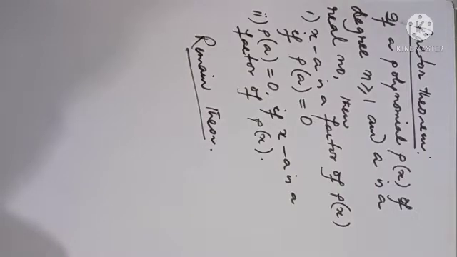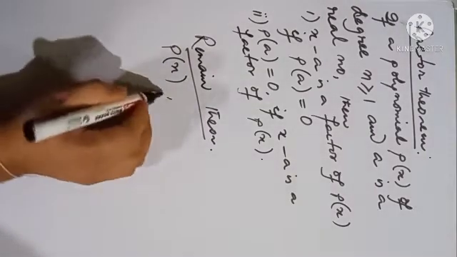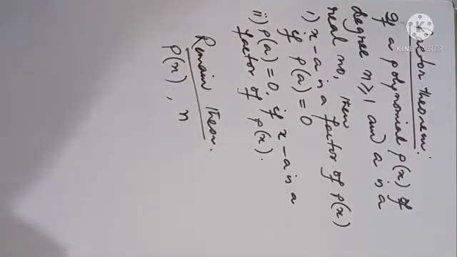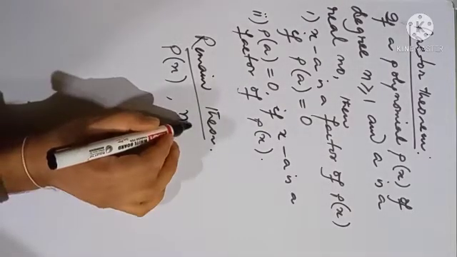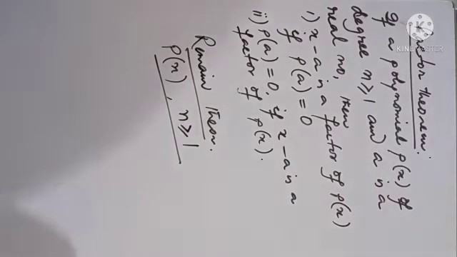Let us remember this. There is a polynomial p of x and its degree is n. What is n? n is the degree. So this n may be 1 or bigger than 1, that means we can write n greater than or equal to 1. So the polynomial may be linear or quadratic. The minimum power should be 1. The degree can be 1, 2, 3, but the degree should not be 0.